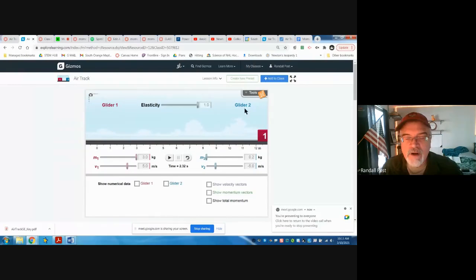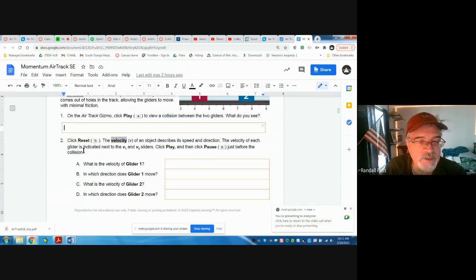All right, so we are looking at this simulation, and I wanted to show you how to set it up. And we're going to use the lab as a guide. So let's say we want to do this. Reset using this button, and then record these 4 things. 1, 2, 3, 4.